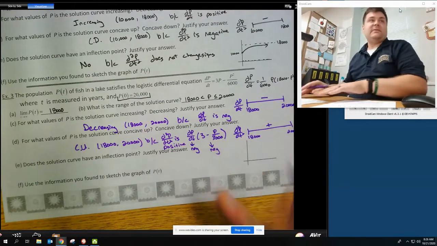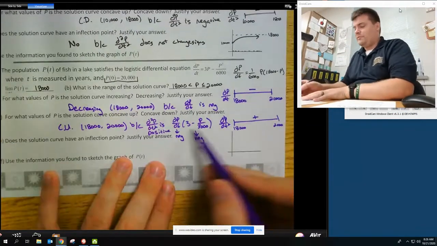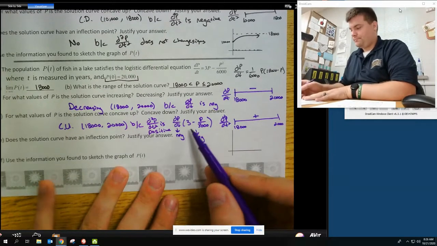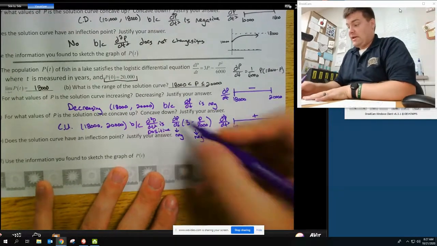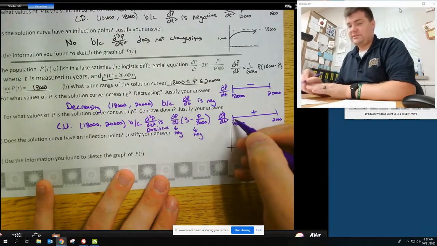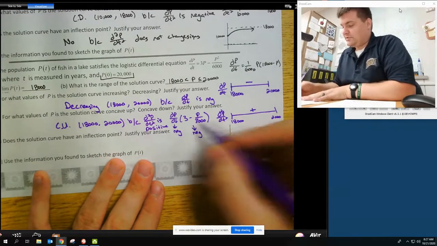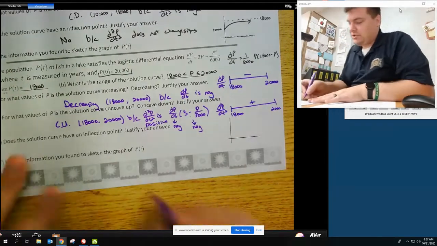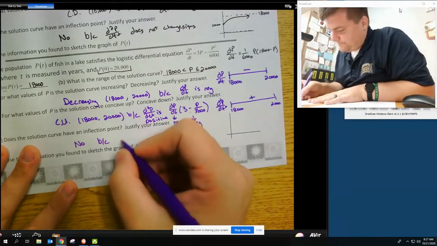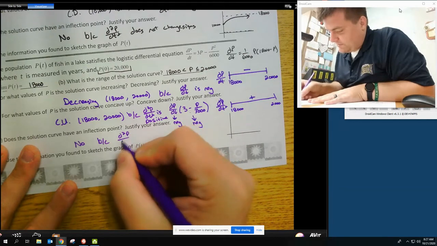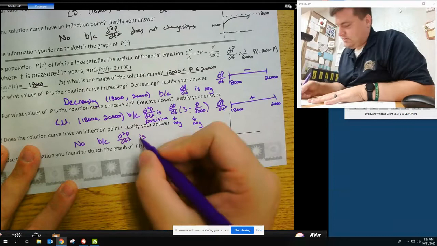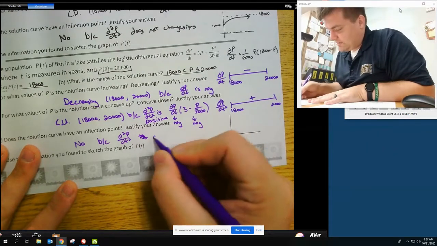So inflection point, same thing over here. I found that was going to be at zero. I have a possible inflection point at 0, but that's on the endpoint, so it's not an inflection point. And then this was supposed to be at 9,000. 9,000 is not in my range, so no inflection point. Why? Because the second derivative does not change signs.